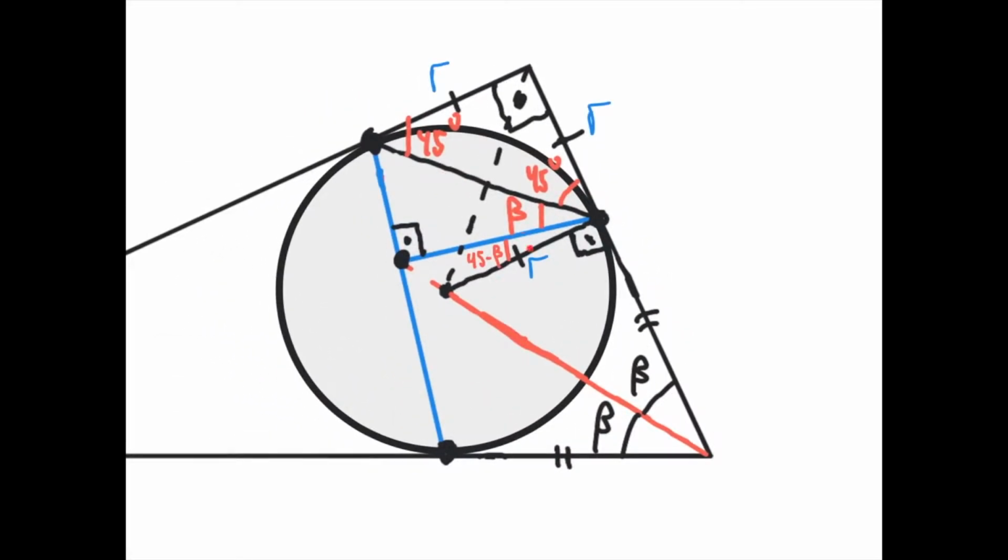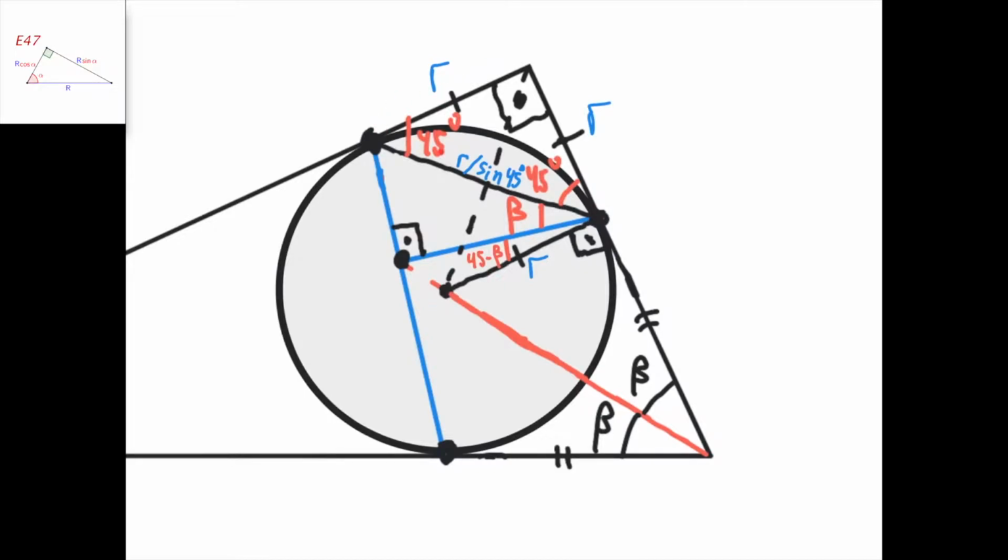So we got that this angle here is 45 minus beta, that this length is r, this length is r, and this length is r. Now since in this right angled triangle we have that this is r and this is 45 degrees, then this hypotenuse must be r divided by sine of 45 degrees. And finally, from this triangle, we know that this is r divided by sine of 45, and therefore this side is r times cosine of beta divided by sine of 45, because this angle is beta, and the cosine of beta is the ratio between the adjacent side and the hypotenuse.